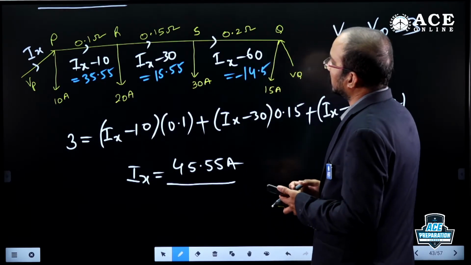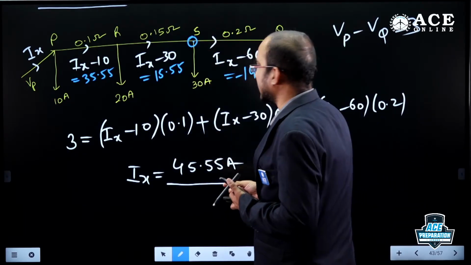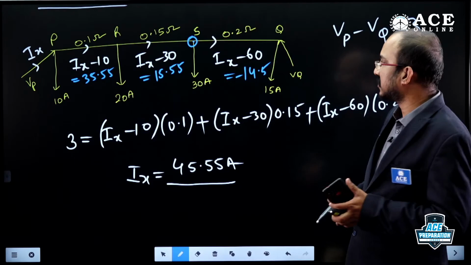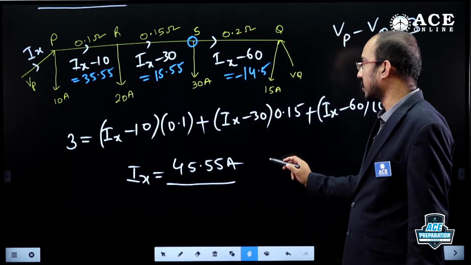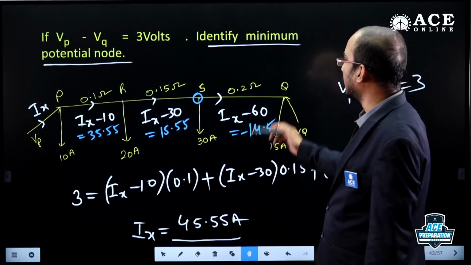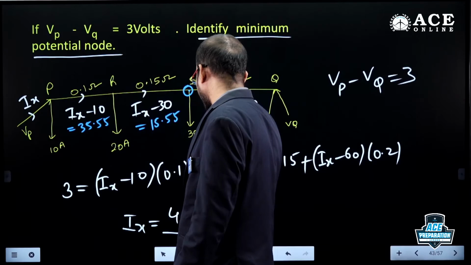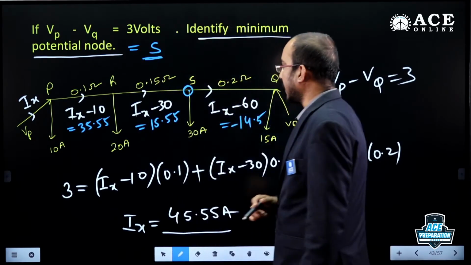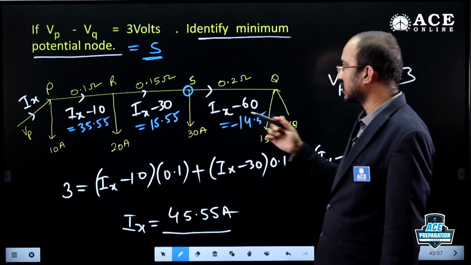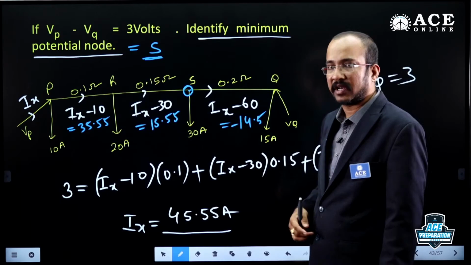So which node is at minimum potential? Wherever there is a change in sign of current, we can say that is the minimum potential node. At which node will you get the minimum potential? The answer is node S. Node S will be at minimum potential because there is a change in sign of current at that node.